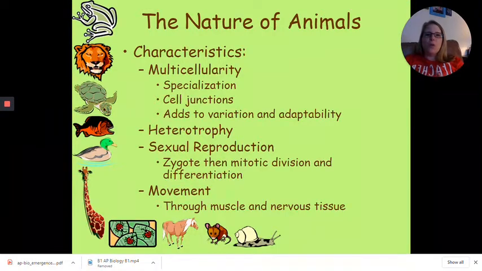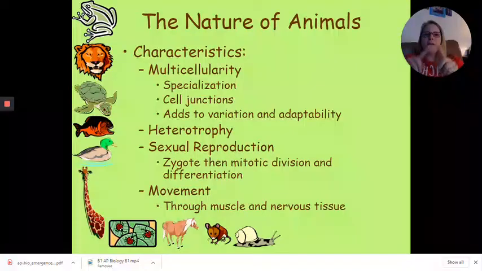And so we eat. We animals in particular are ingestive heterotrophs. We put food into our body. There are some that absorb food, absorptive heterotrophy, but that's not an animal. Those are fungi.